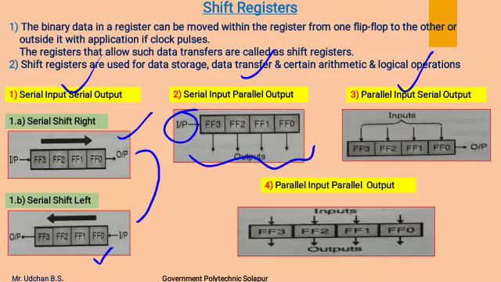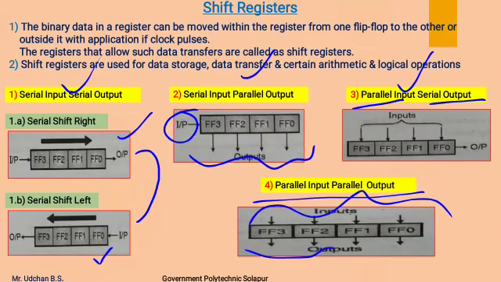In the third type, the data can be given as an input in parallel form, means at a time we are going to give the input, and the data output is taken serially, means bit by bit we are going to take the data outside the register. And the last one is parallel input parallel output, in which the data is given as an input parallelly and it is taken as output parallelly.